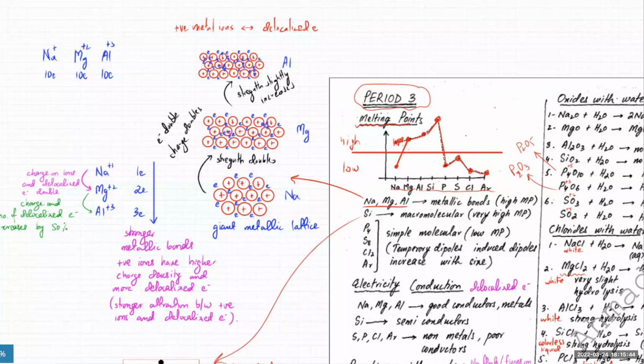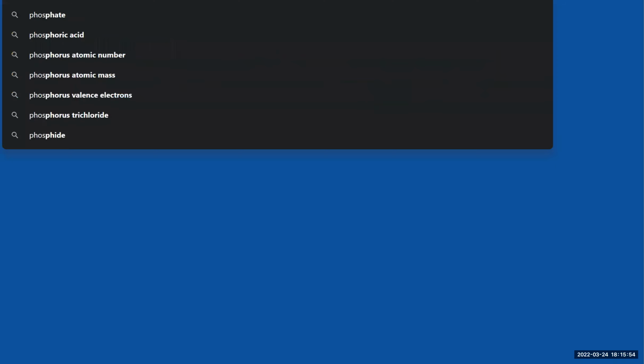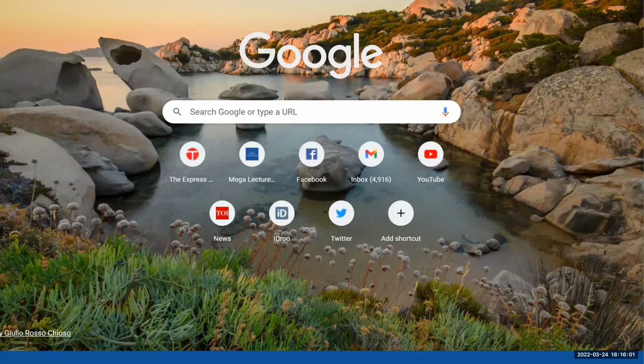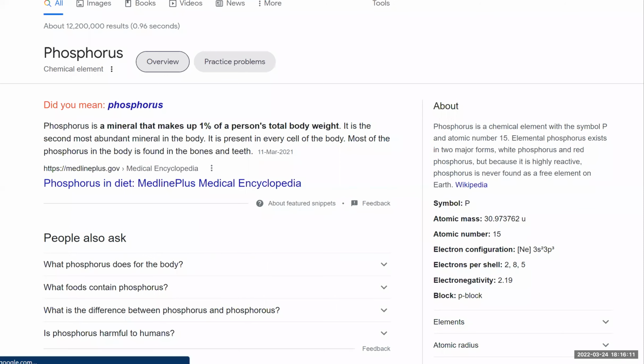Let me show you pictures too, just to be honest. Sulfur would look like this. Sulfur is a yellow solid. Among the non-metals, it has the highest melting point. Phosphorus comes in two types.